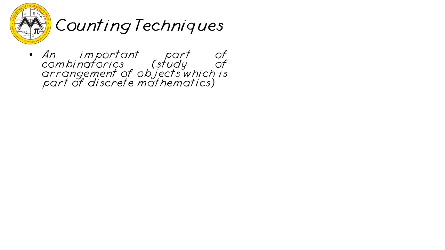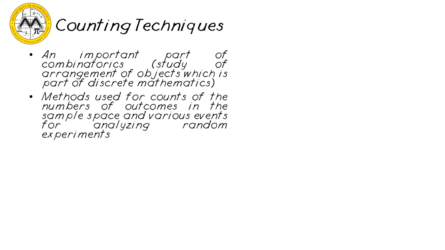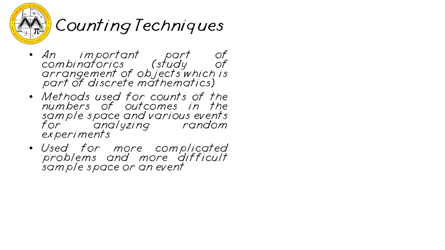So counting techniques is an important part of combinatorics, the study of arrangement of objects, which is part of discrete mathematics. The methods are used for counts of the numbers of outcomes in the sample space and various events for analyzing random experiments. This is used for more complicated problems and more difficult sample spaces or events.